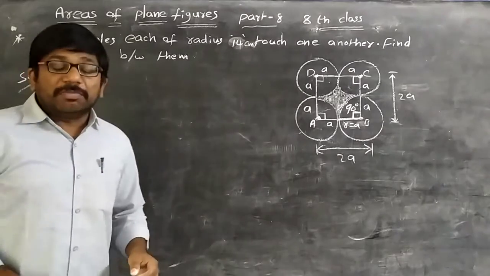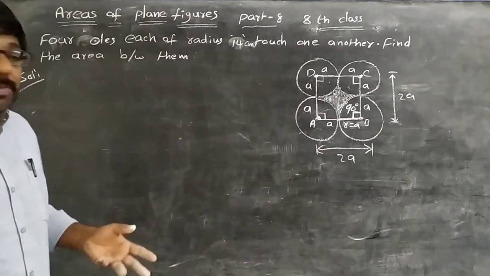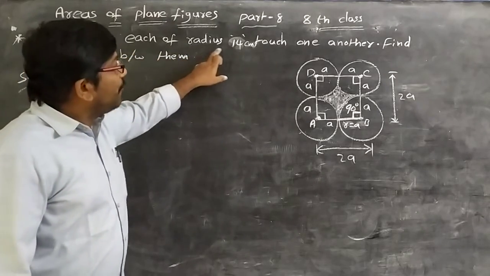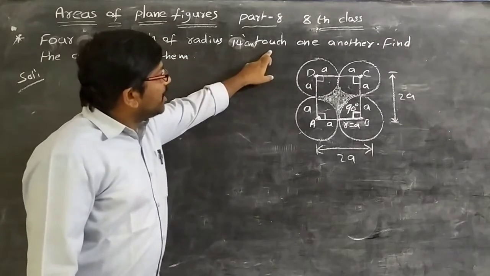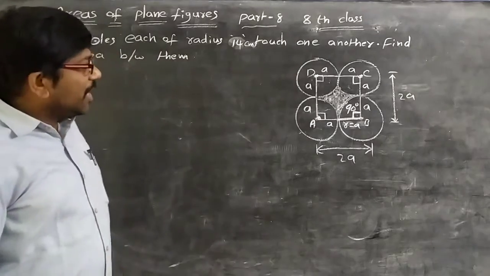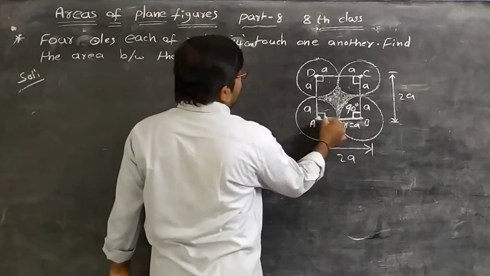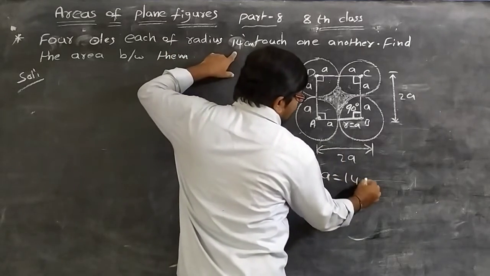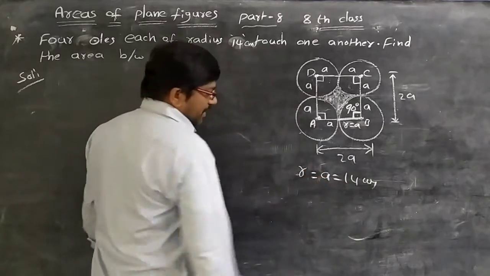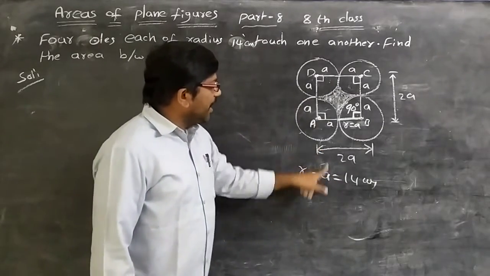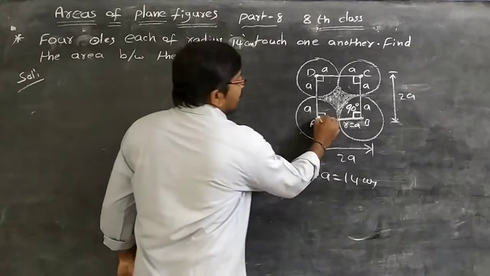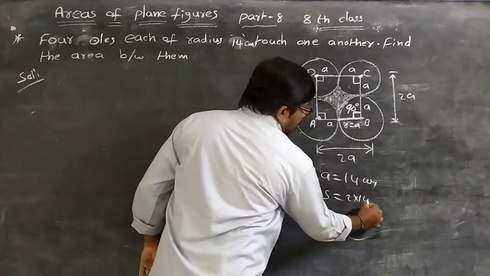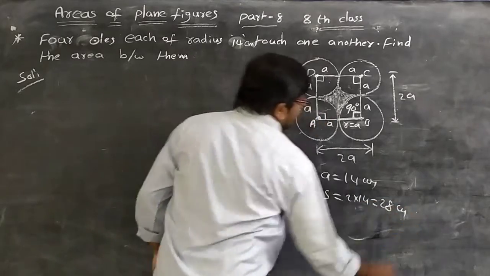Yes, go for the next problem. It is an application problem for the previous problem. See, 4 circles each of radius 14 centimeters touch one another, right? Here the radius of circle, A, is 14 centimeters, right? That is the radius of circle. The radius of circle R is equal to A is equal to 14 and the side of square S is equal to 2A. 2 into 14, that is equal to 28 centimeters.